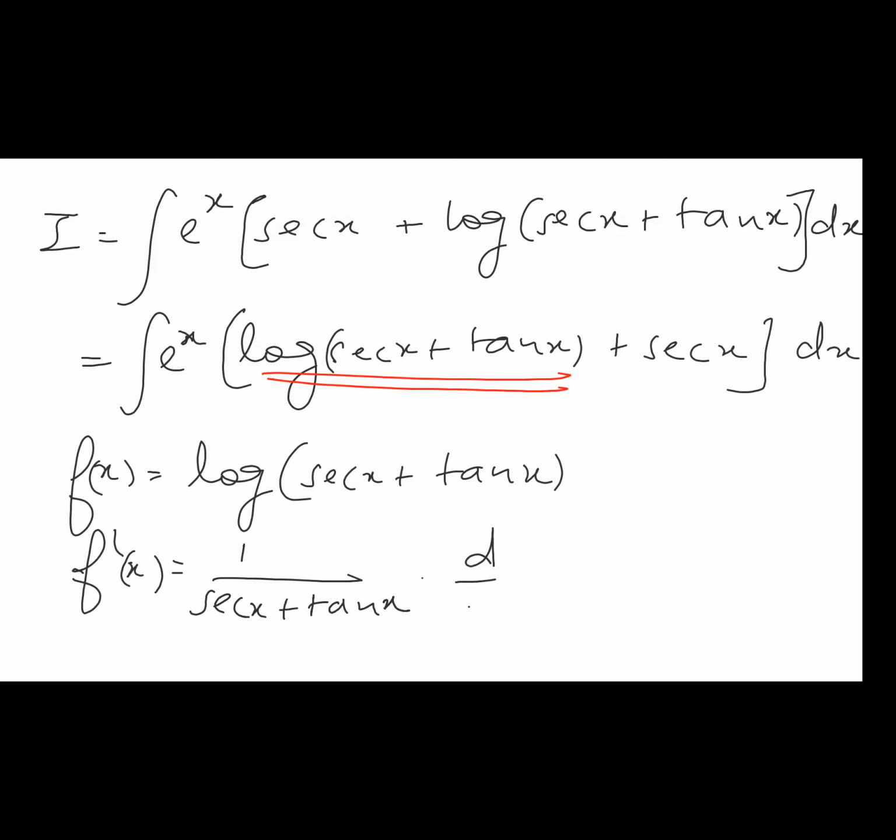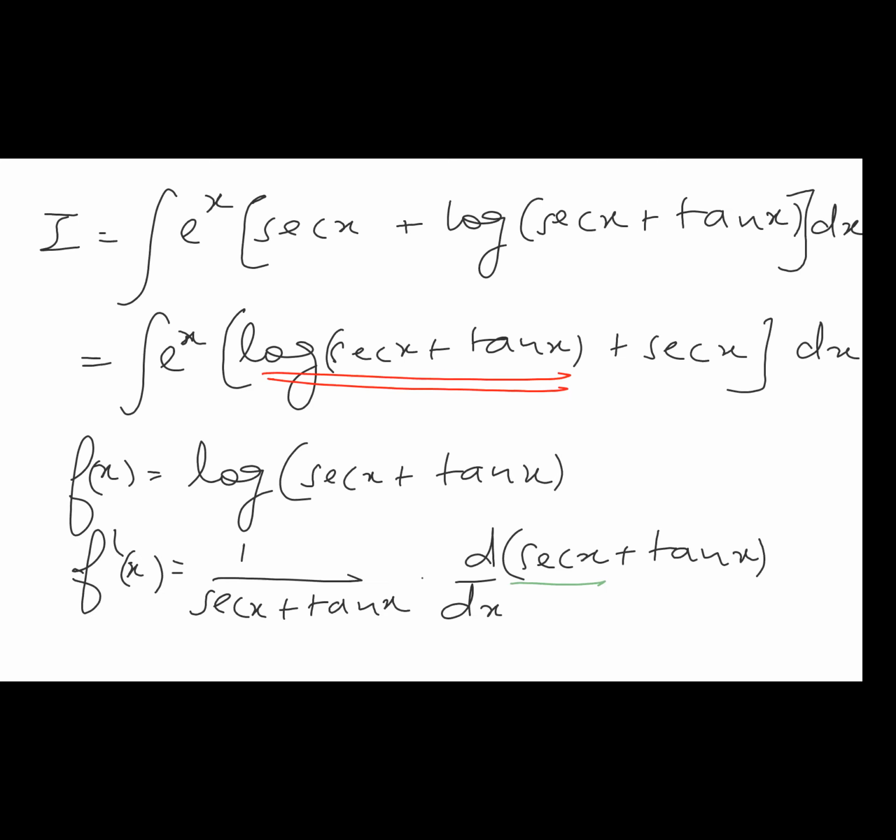into dy dx of sec x plus tan x. So the derivative of sec x is sec x tan x plus the derivative of tan x is sec square x.